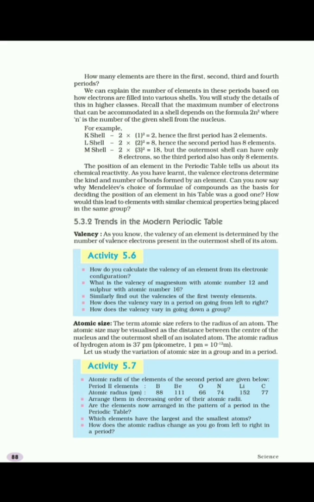We can explain the number of elements in these periods based on how electrons are filled into various shells. Recall that the maximum number of electrons that can be accommodated in a shell depends on the formula 2n square, where n is the number of the given shell from the nucleus. For example, K shell, 2 into square of 1 is equal to 2. Hence the first period has 2 elements. L shell, 2 into square of 2 is equal to 8. Hence the second period has 8 elements.